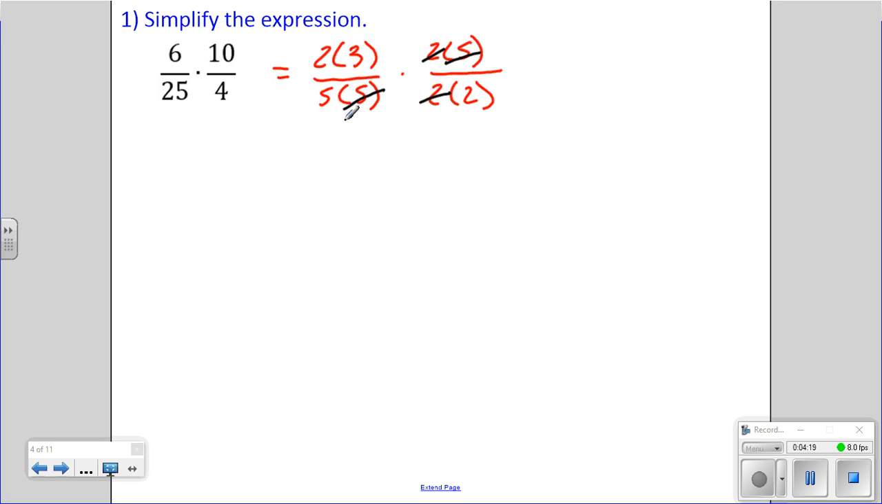So same thing with this 2 at the top left and that extra 2 at the bottom right. Those 2 will cancel each other out. So boom, boom. And if there are no more common factors, multiply the remaining factors. So this is technically 1 over 1 now. So it'd be 3 times 1, which is 3, and 5 times 1, which is 5. So that would be the simplified expression for number 1.